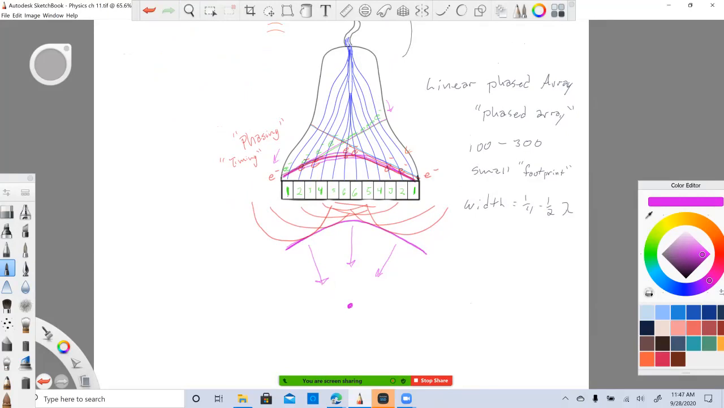I'm running out of colors here. I'm just going to use, I have nothing left. Okay. Nothing left in my arsenal here, guys.